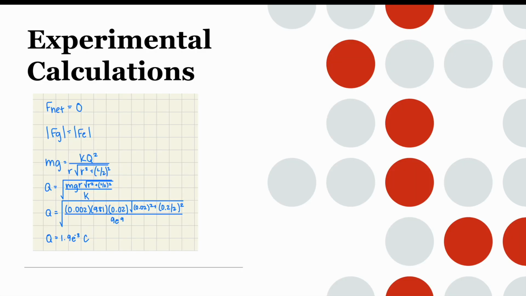So the experimental calculations to estimate the charge are shown. We assume that the net force is equal to 0. The electric force is equal to the magnitude of the gravitational force. And then we went through and did the calculation, solved for Q, and found that Q was 1.9 times 10 to the negative third coulombs.